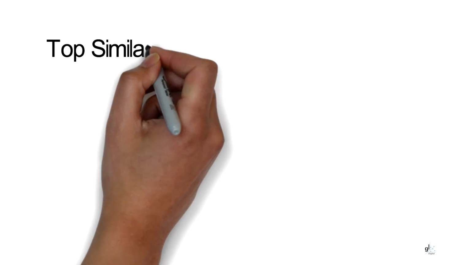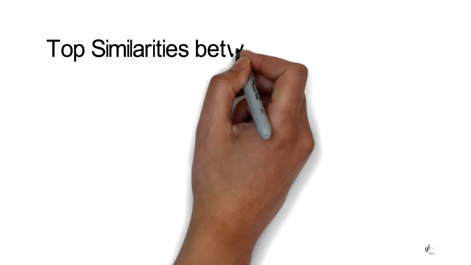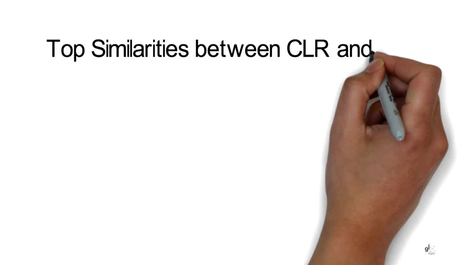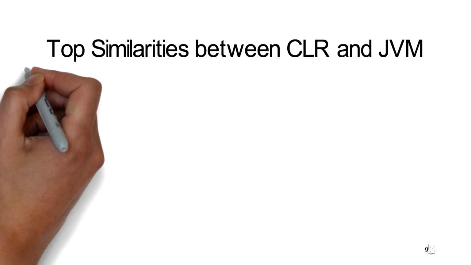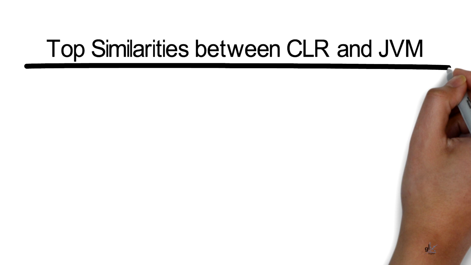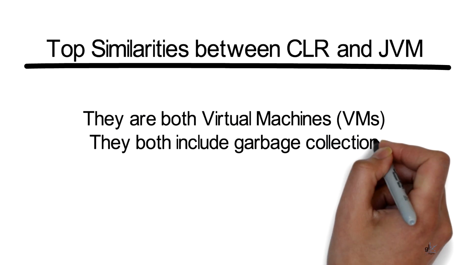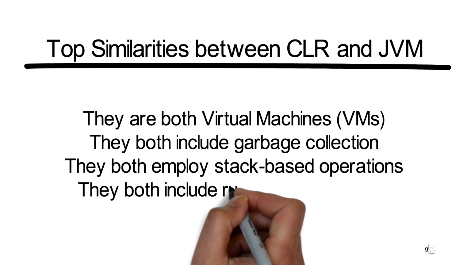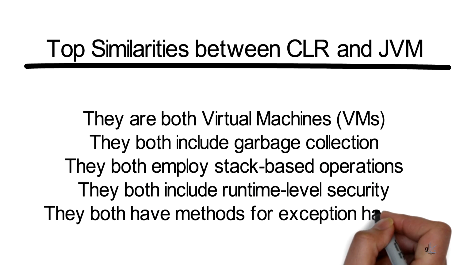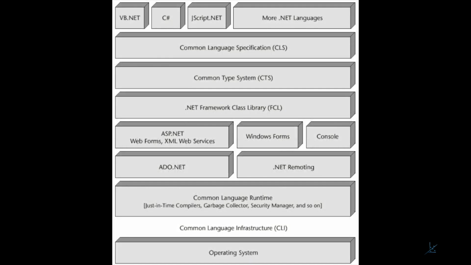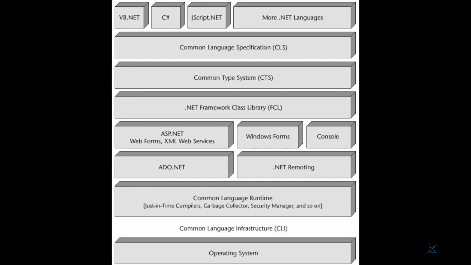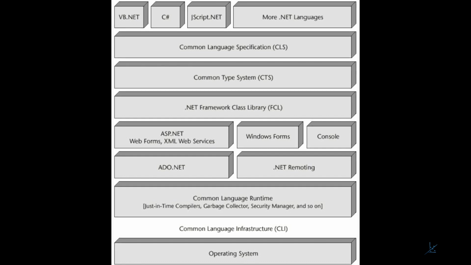So the top similarities between the .NET Framework CLR, Common Language Runtime, and Java's JVM, Java Virtual Machine, include: they are both virtual machines, they both include garbage collection, they both employ stack-based operations, they both include runtime level security, they both have methods for exception handling. The .NET Framework provides developers with an abstraction that sits above the operating system, a virtual machine, i.e. the common language runtime, and a suite of APIs, i.e. BCLs or base class libraries.